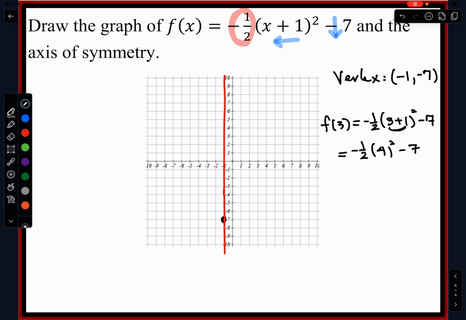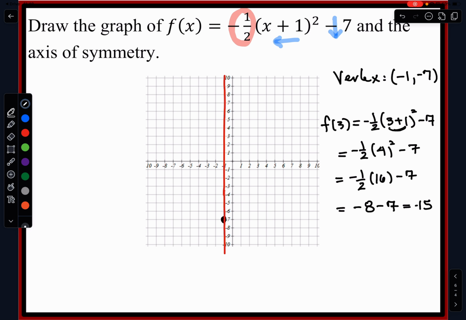The second thing we do, according to the order of operations, is the exponent. So 4 has to be raised to the second power, which is 16. And then 16 will be multiplied with -1/2, which is going to be -8. And -8 minus 7 is going to be -15. So when x is equal to 3, the y value is -15.